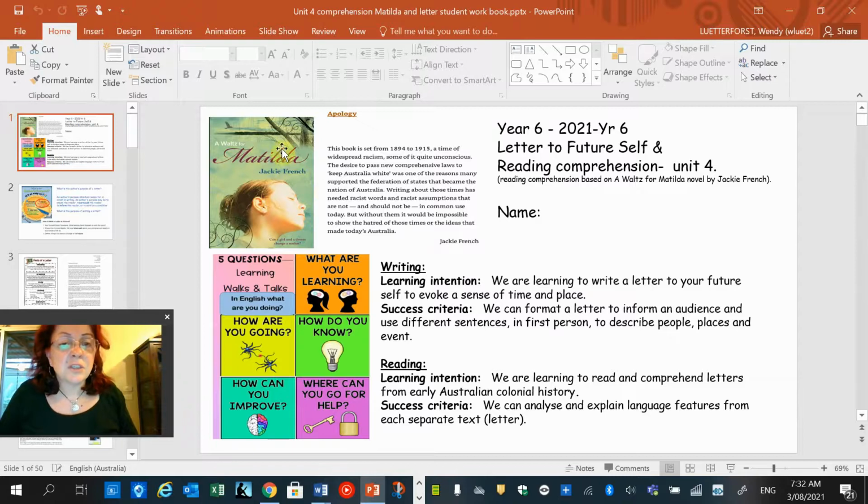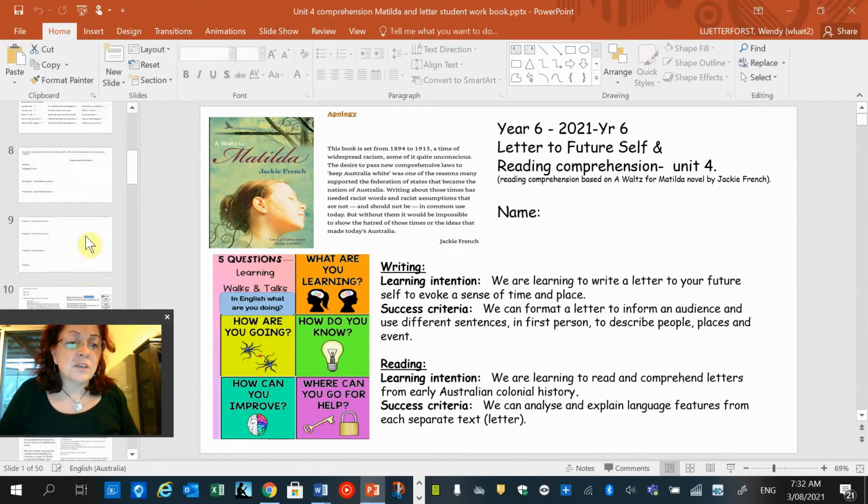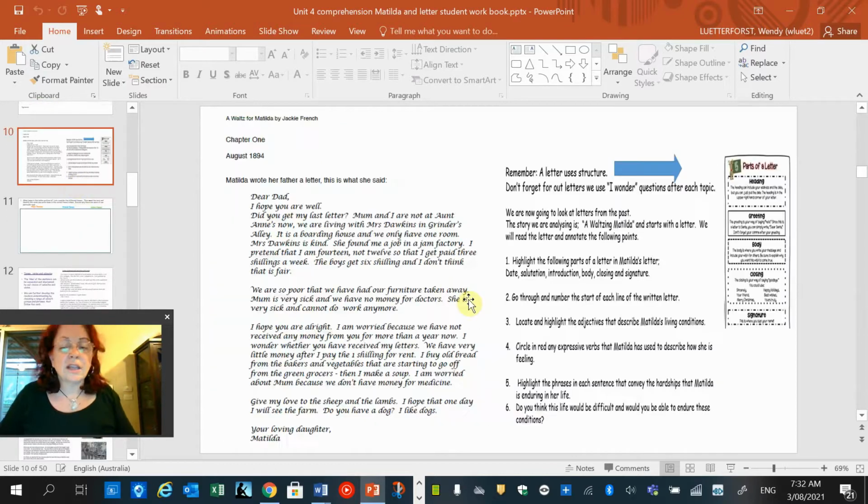Now, the skills that we're trying to develop by doing this are our comprehension and understanding of how people spoke at the time and being able to work out what's going on in that context, but also our grammar skills. So let's turn to slide 10 and have a look at that.